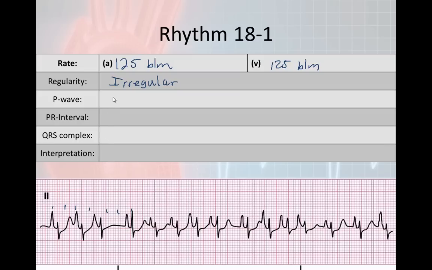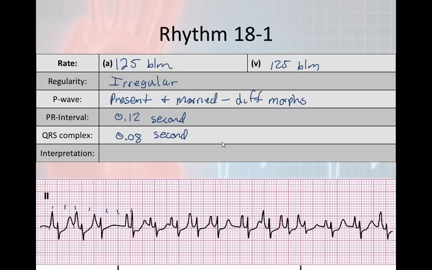P waves are present and married, but different morphologies. The PR interval, you can kind of see here from here to here, that's about a 0.12, so I'm going to estimate it at 0.12 second. The QRS complex looks nice and narrow right here, so I'm going to say that's a 0.08 second.